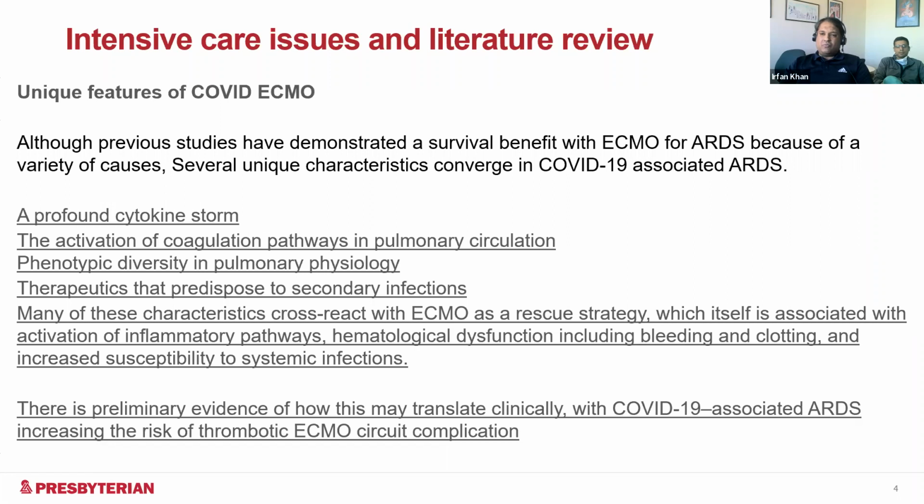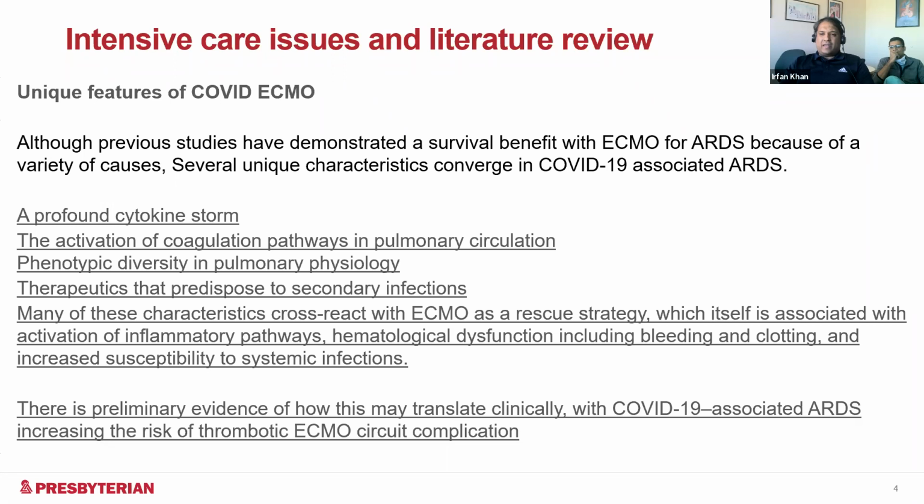There are different patients who have different lung involvement, which is called phenotypic diversity. There are therapeutics that make secondary infections more common in these patients. Again, this is like a necessary evil, like a steroid course, or some kind of immunosuppression you're using for any reason. So these things are important.